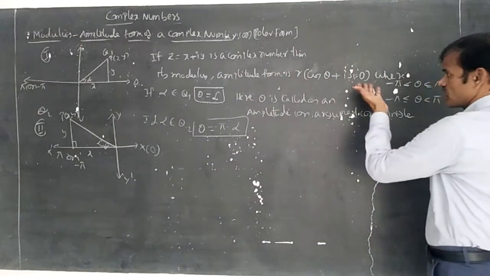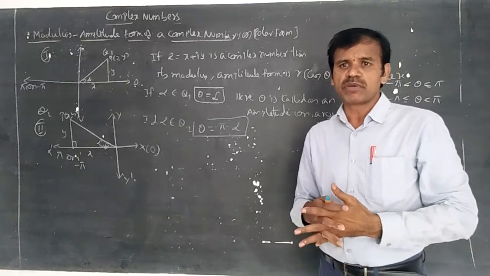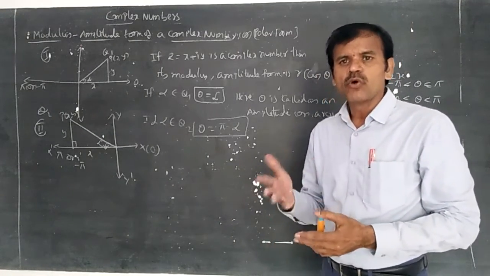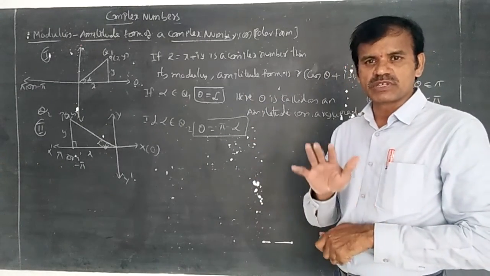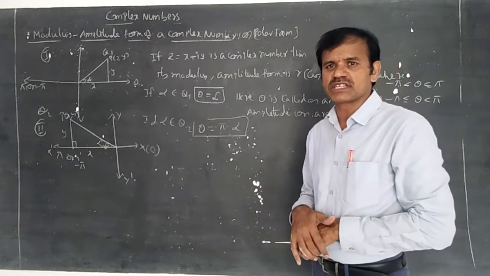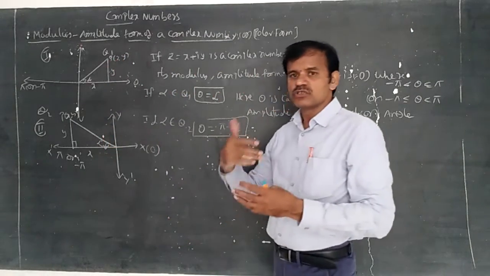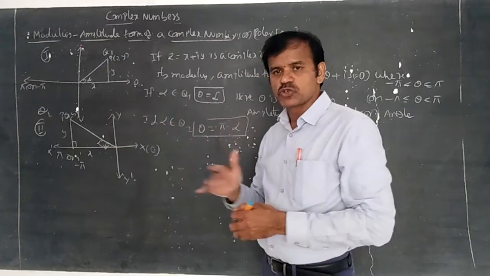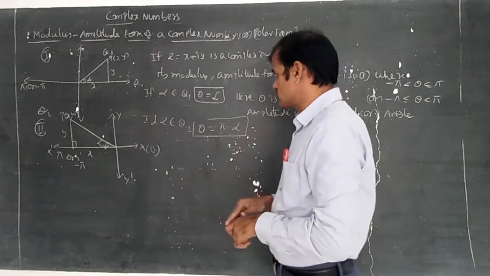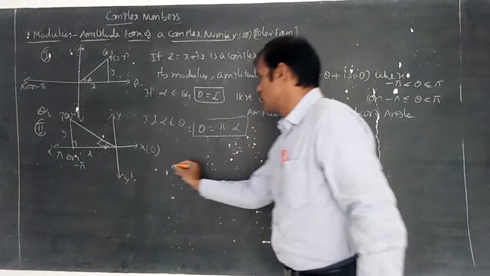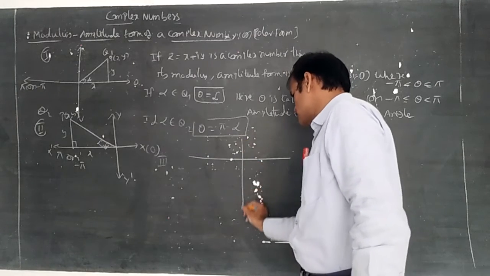Of course, whenever z is equal to x plus iy is a complex number, its modulus amplitude form is r into cos theta plus i sin theta, where r is equal to root of x square plus y square and theta is equal to tan inverse y by x. Before discussing theta equal to tan inverse y by x, we should think this is an alpha, and we should discuss whether alpha belongs to Q1, Q2, Q3 or Q4, depending upon this formula. We can write that. Write the third one. Draw the diagram like this.